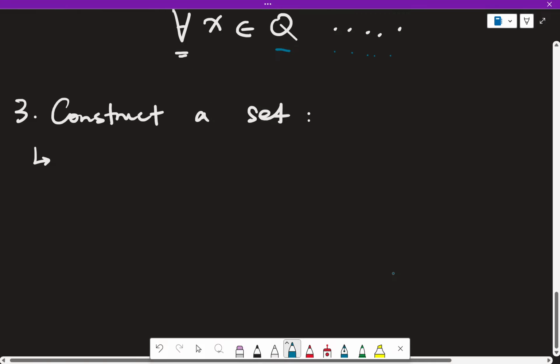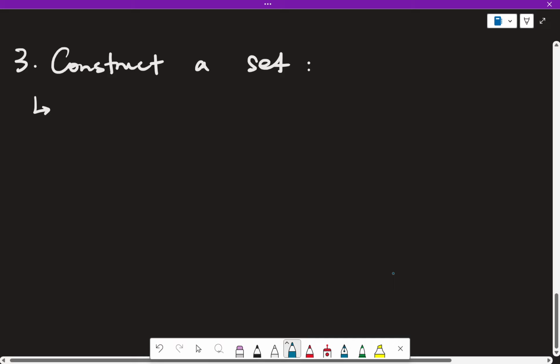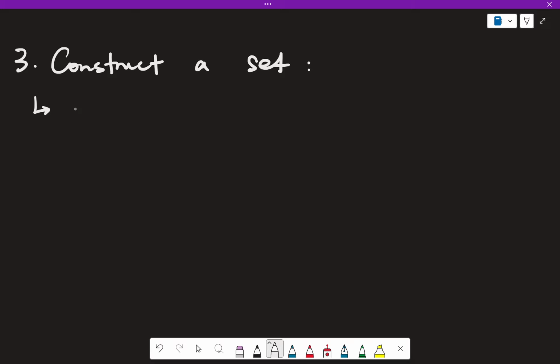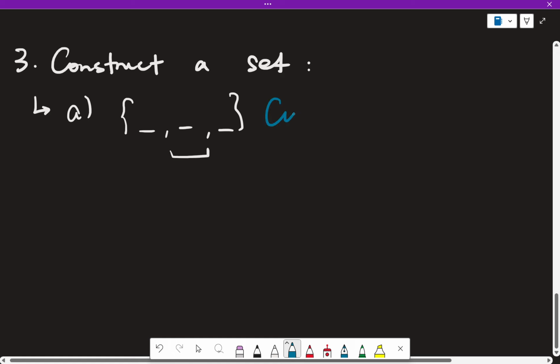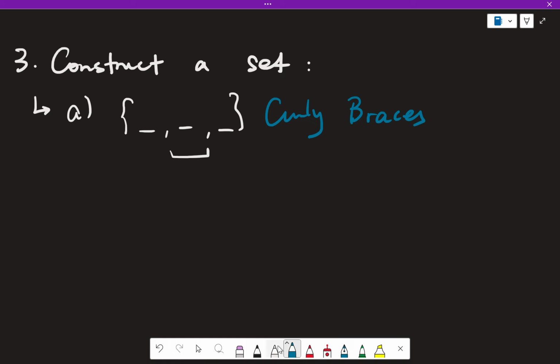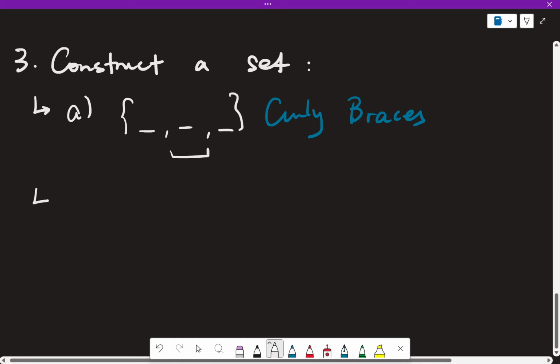After knowing the definition of a set, let's take a look at how we can construct a set. So we have two basic ways to denote a set. The first way, as I demonstrated before, we use two curly braces and just list elements with commas separating them. Very important is that we need to use curly braces.